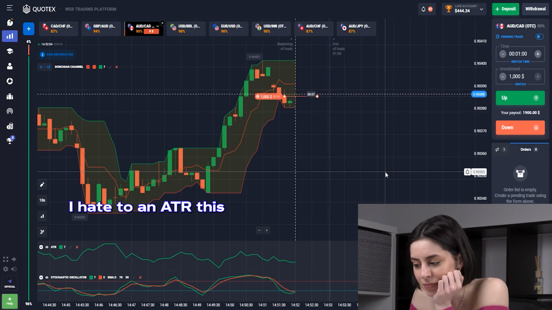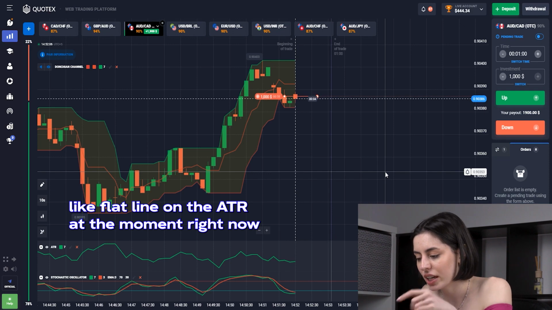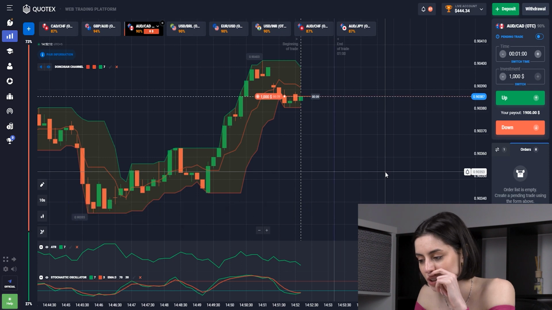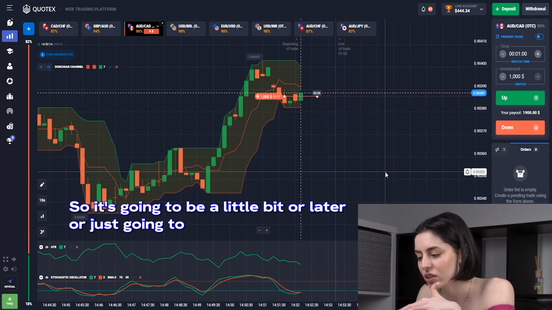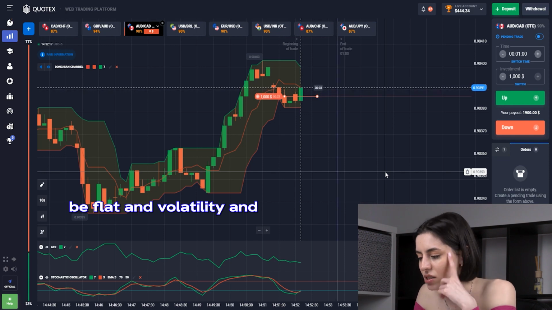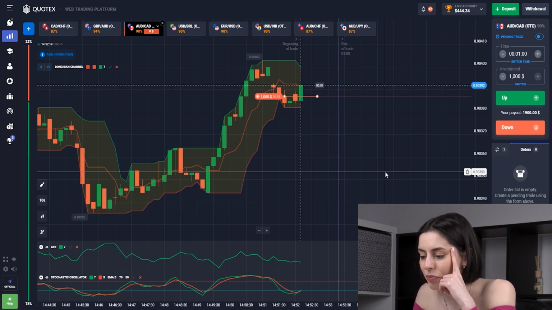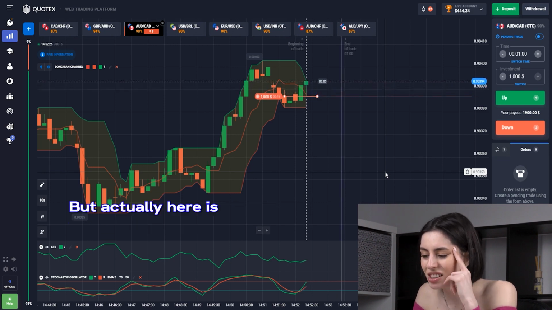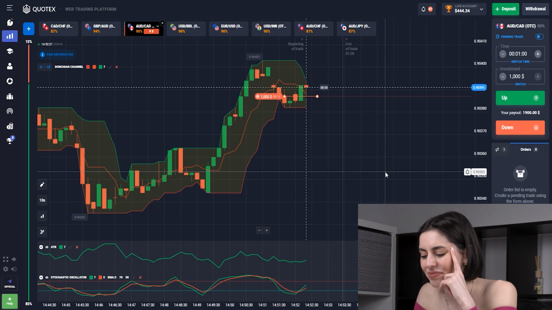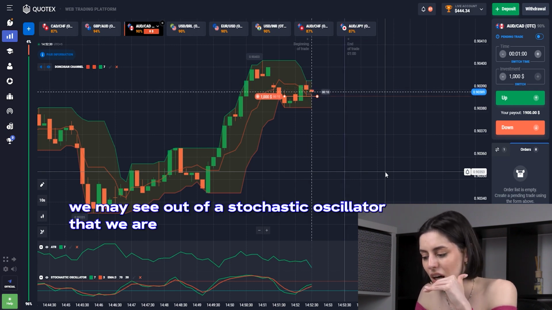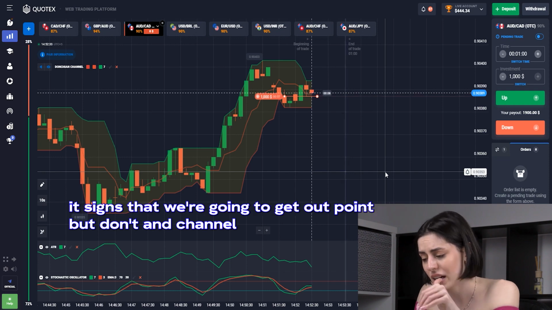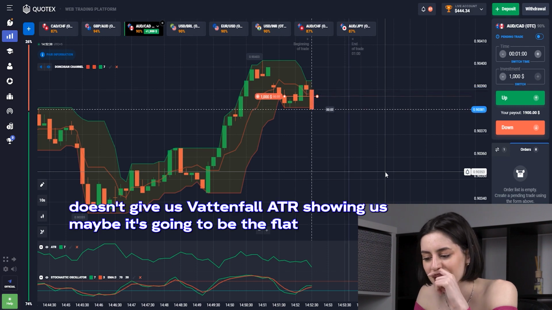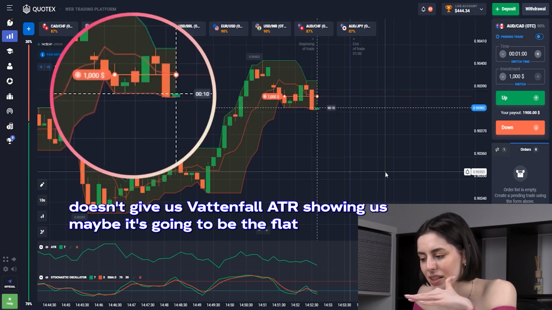And the ATR, this flat line at the moment, is showing us it's not going to be a drastic fall. So it's going to be a little bit, or later, or just going to be flat in volatility. And the upper line of the downtrend channel is still showing that. But now, at the moment, we may see from the stochastic oscillator clear signs that we're going to get upward. But the downtrend channel doesn't give us that info. ATR is showing us maybe it's going to be flat.